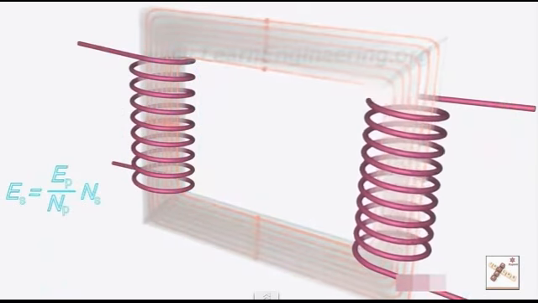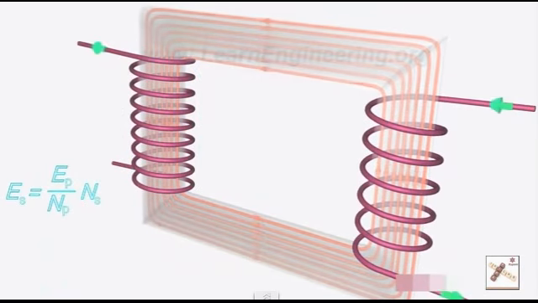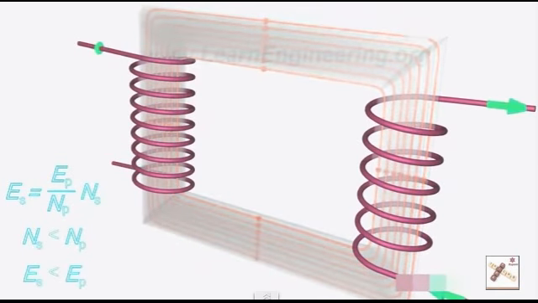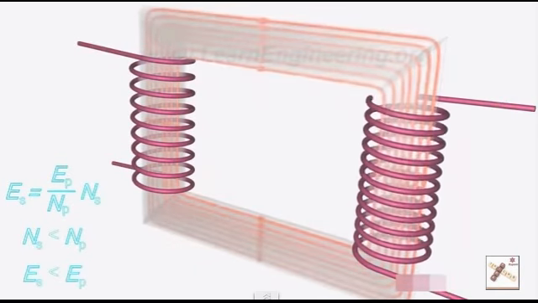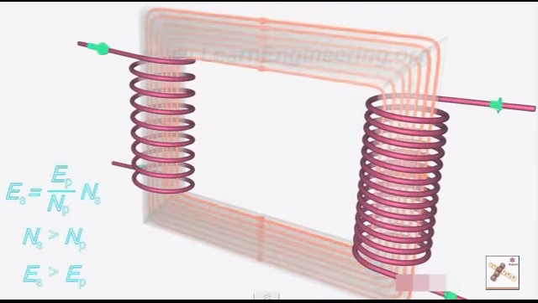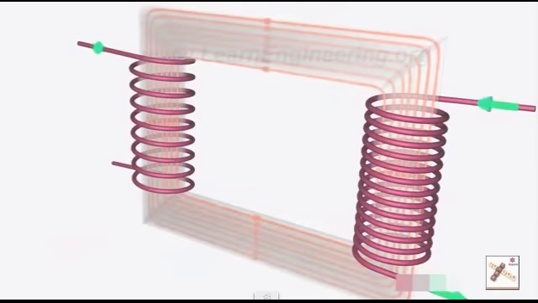This simply means that with fewer turns in the secondary than in the primary, one can lower the voltage. For the reverse case, one can increase the voltage. But since energy is conserved, the primary and secondary currents have to obey the following relationship.